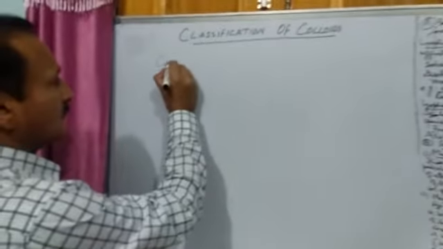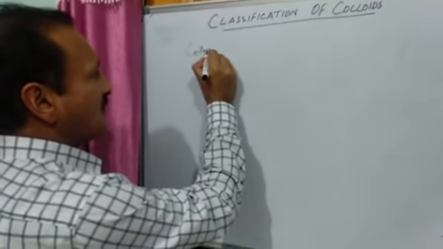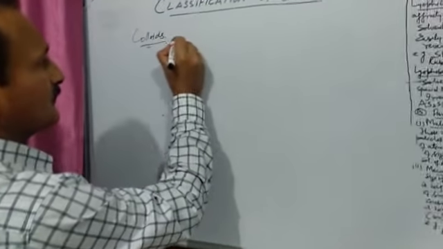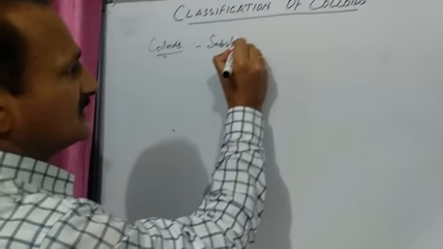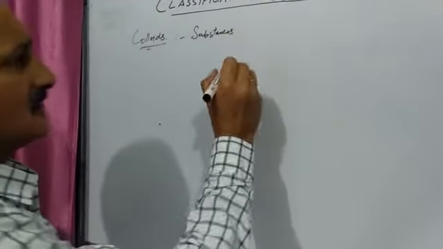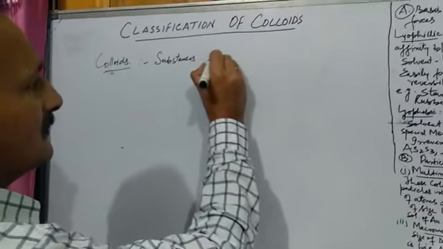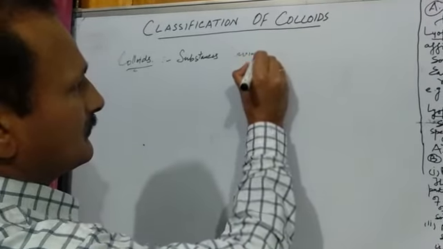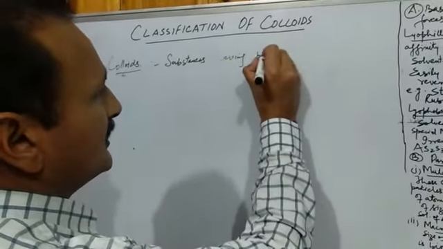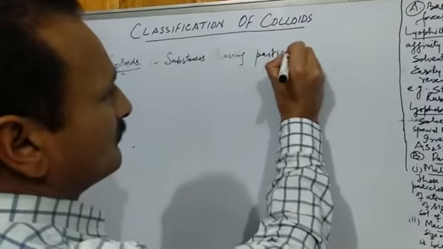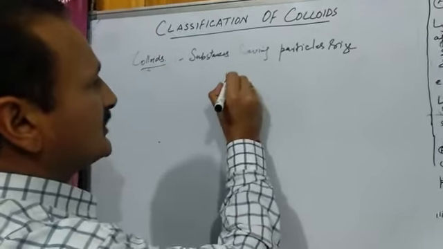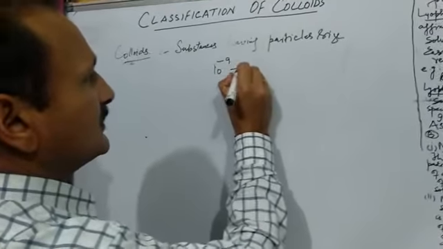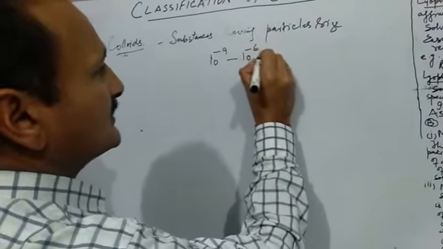Now, colloids are substances having particle size (10⁻⁹ to 10⁻⁶ meters).